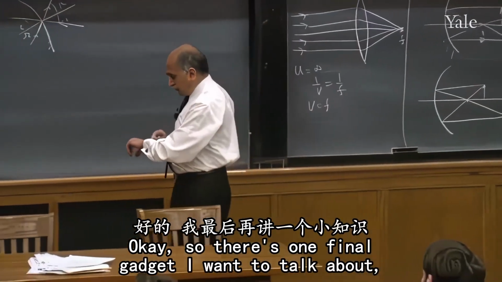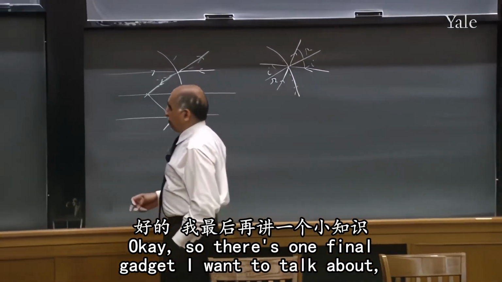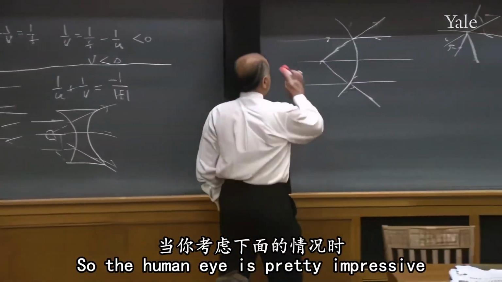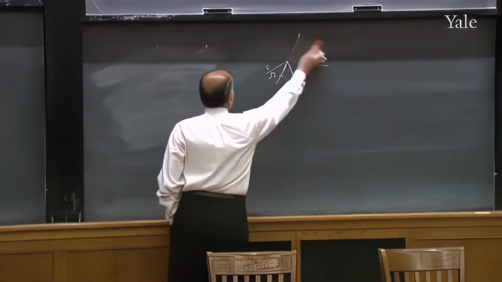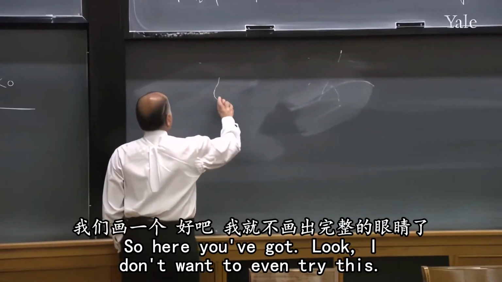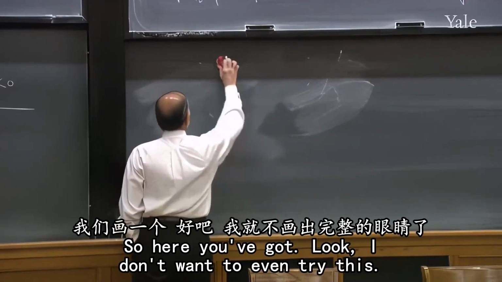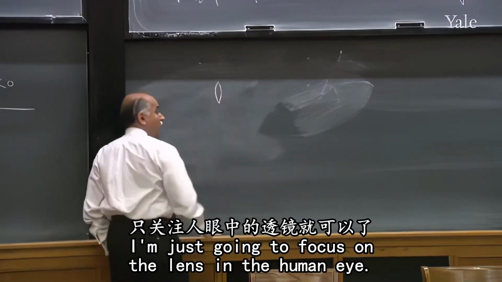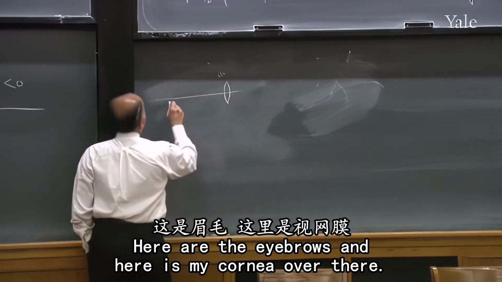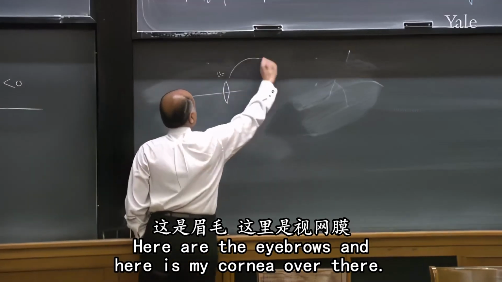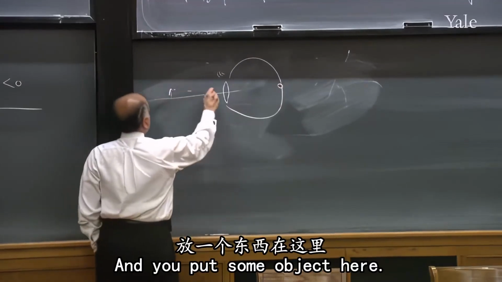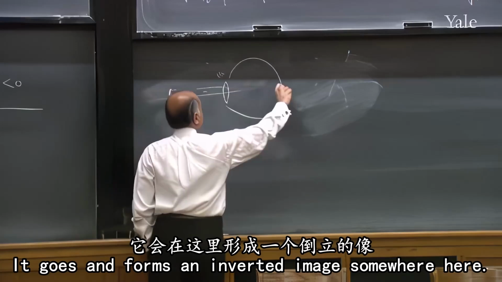Okay, so there's one final gadget I want to talk about, and that's the human eye. So the human eye is pretty impressive when you consider the following situation. I'm just going to focus on the lens in the human eye. Here are the eyebrows. And here the cornea is over there. And you put some object here, it goes and forms an inverted image somewhere here.